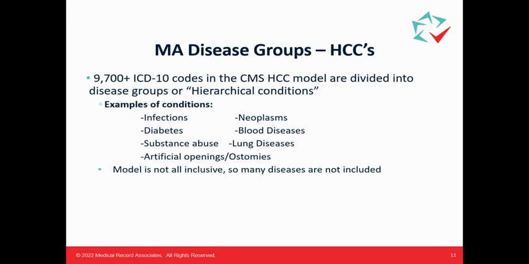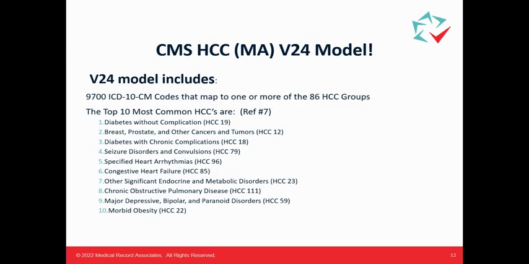Only chronic conditions that really can affect the patient. This just gives you a snapshot of those. The current version for Medicare Advantage is called the V24 model. So the V24 model includes, again, 9,700 ICD-10 codes that map to one or more of the 86 HCCs.